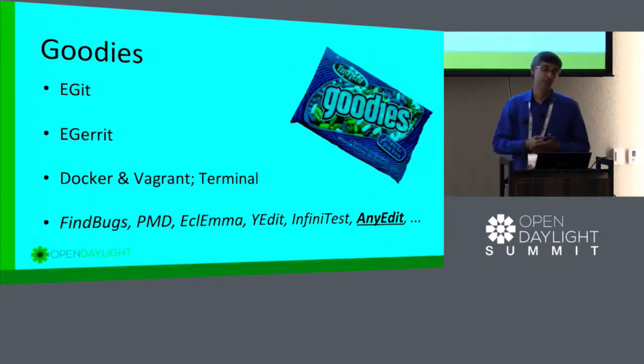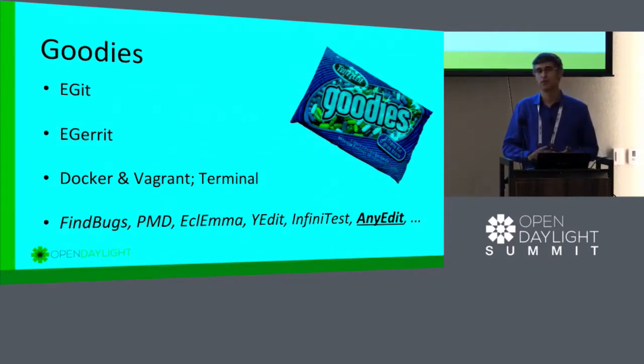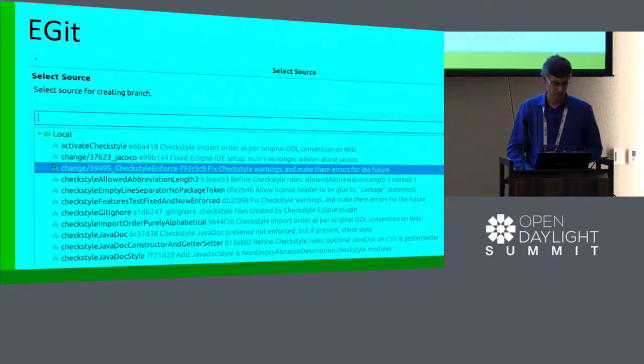A couple of other things that are in this Eclipse setup tool: third-party plugins other than the Yang editor specific to OpenDaylight. There's a couple of non-OpenDaylight generic things. There's eGit and eGerrit for working with Gerrit. There's some Docker and Vagrant tooling, FindBugs. There's a couple of screenshots here.